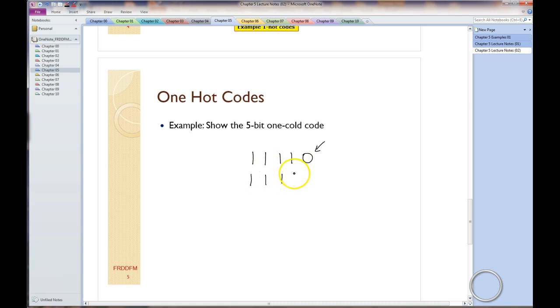1, 1, 1, 0, 1, then 1, 1, 0, 1, 1, then 1, 0, 1, 1, 1, then 0, 1, 1, 1, 1. So there's your 5-bit one-cold code. Once again, it's the opposite of the one-hot code. Only one 0 is coded at any given time.